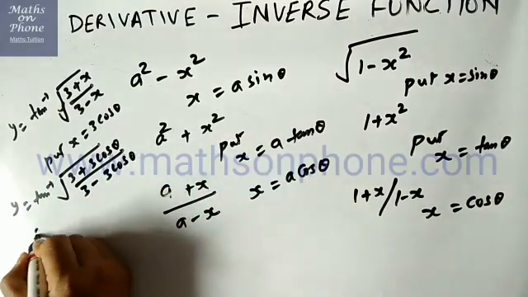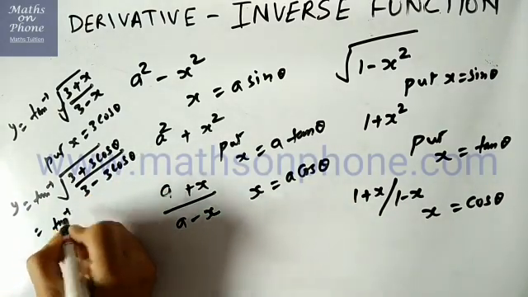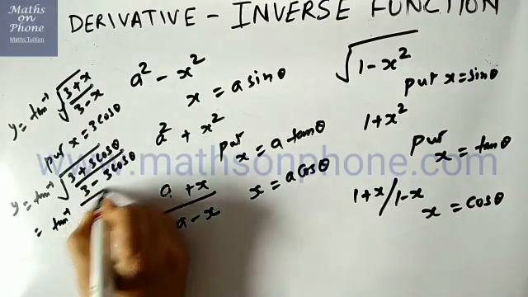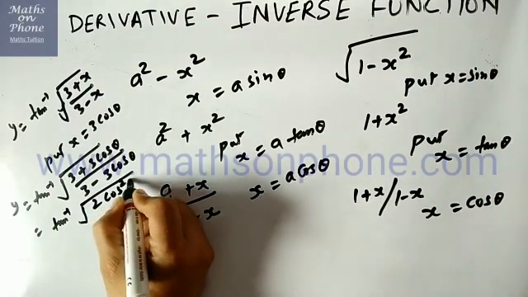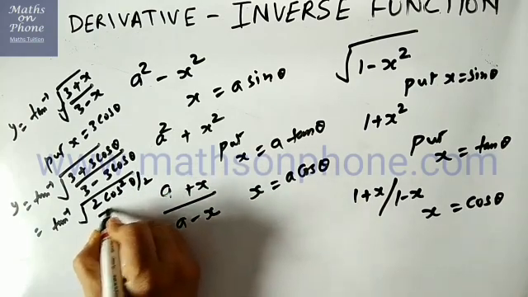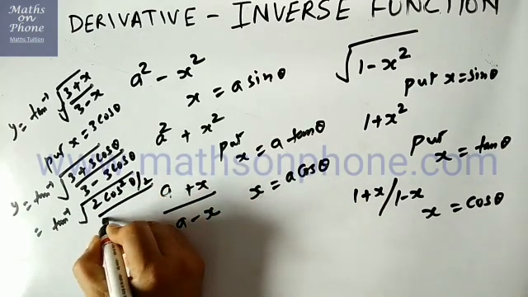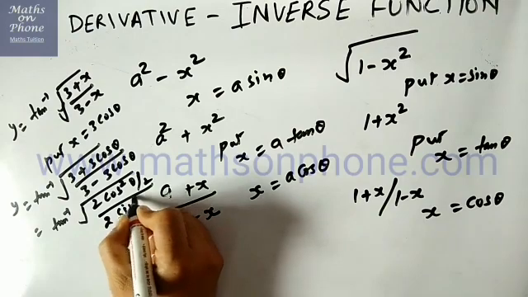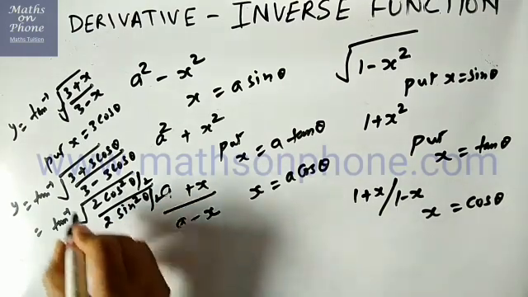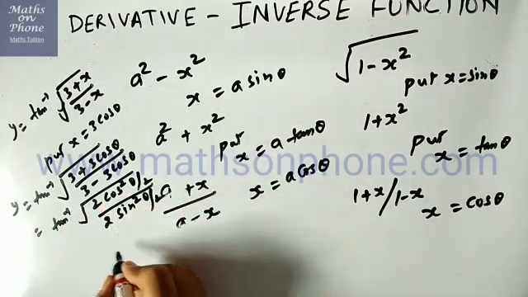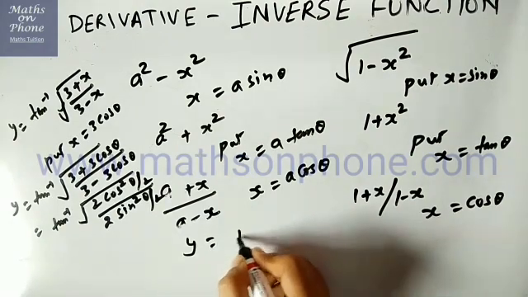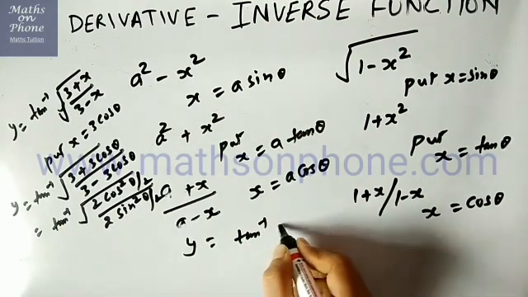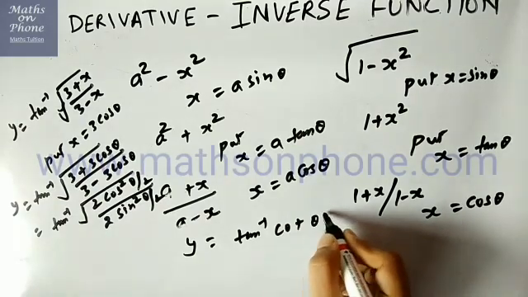You take 3 common. So what is there? 1 plus cos theta, what is that? 2 cos square theta by 2. And this is 1 minus cos theta, 2 sine square theta by 2. So the 2 gets cancelled, it is cot square theta by 2, and ultimately we are getting y is equal to tan inverse cot theta by 2.